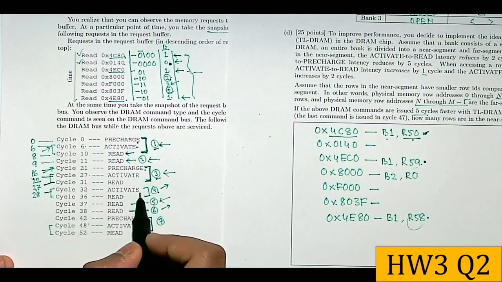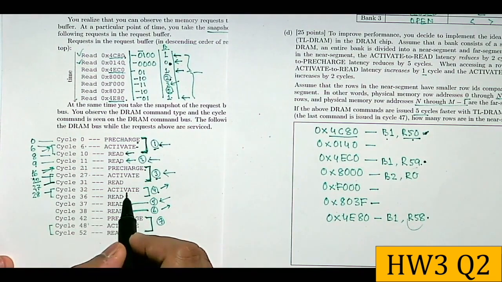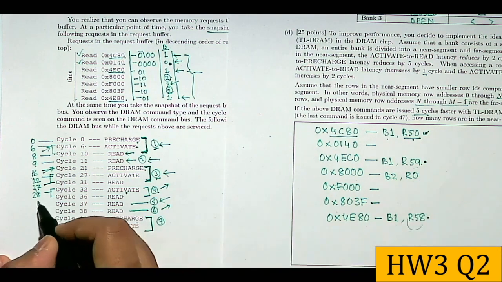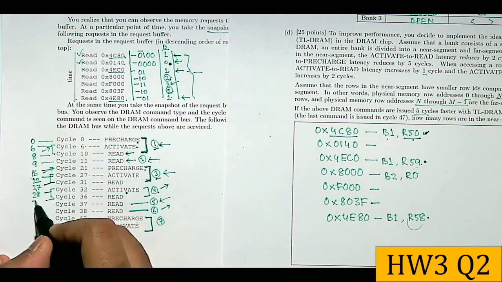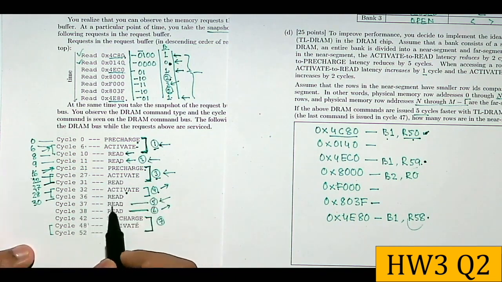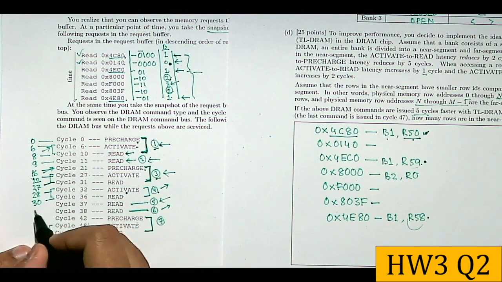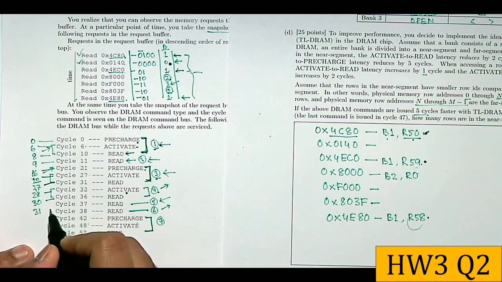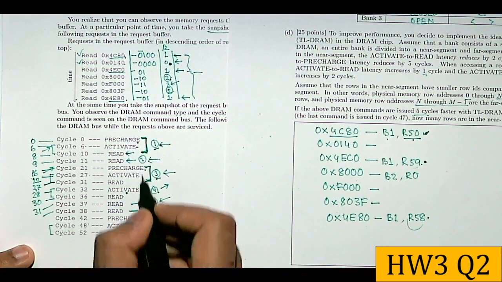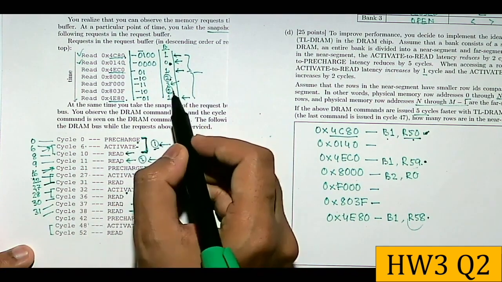Okay. Now this is another activate, right? So we have considered that this R0 actually falls into the near segment. So activate to read is reducing by 2. So that means this 36 is coming to 30. Make sense? Okay. Now this read is completely independent. So this can go at 31. Okay, and let's see, this is another read which is also happening on the same row.